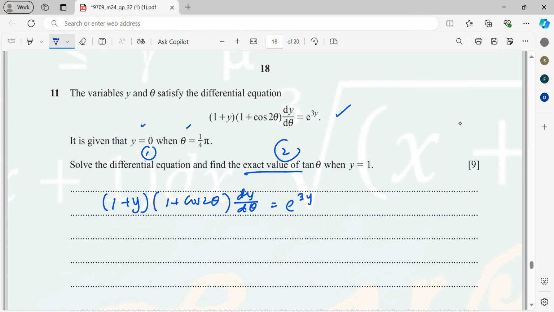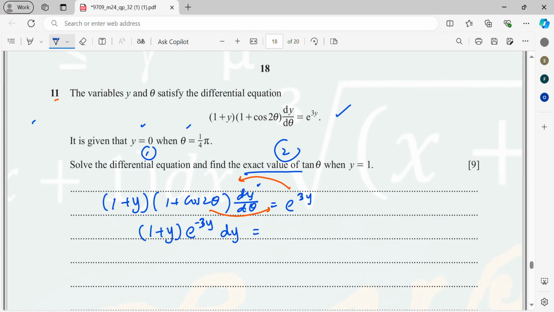Now to solve this, I will use separable variables. Means that you look at here, dy is the numerator, so all the y should be on the left side, which means I will move this exponential to the left side, and the 1 plus cos 2 theta together with the d theta to the right side. So I will be getting 1 plus y. When you move the exponential to the left side, it becomes e power negative 3y.